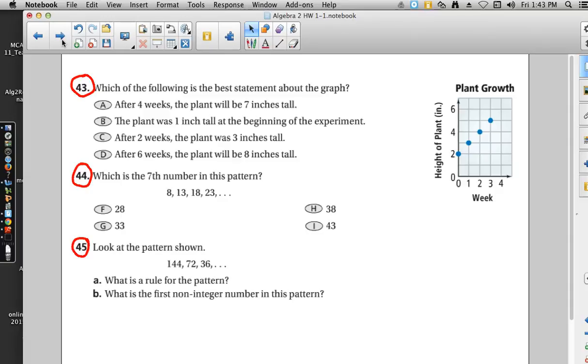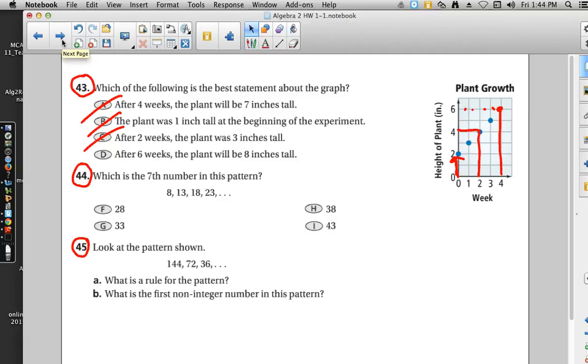After 4 weeks, the plant will be 7 inches tall. 4 weeks, 7 inches tall? No, that's 6. The plant was 1 inch at the beginning of the experiment. Liar, liar, pants on fire. That's a 2. No. After 2 weeks, the plant will be 3 inches tall. No, it's 4. Process of elimination, it has to be D, but let's see if it'll fit.